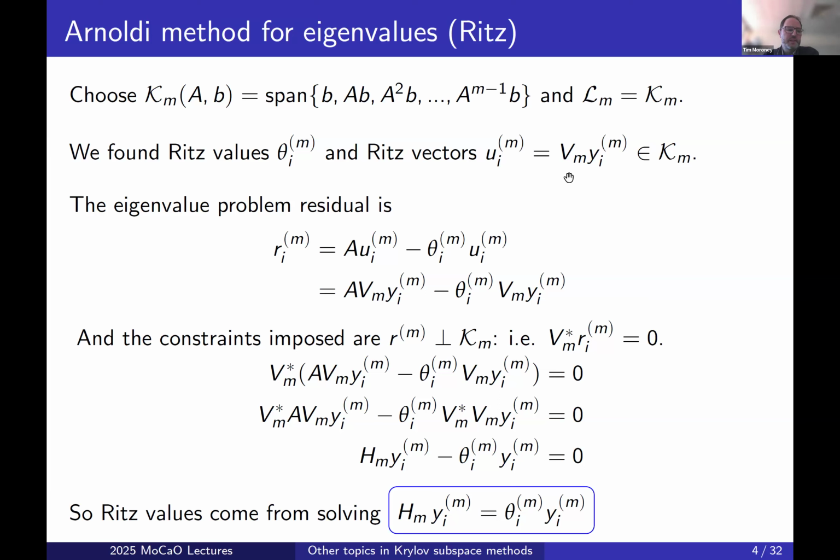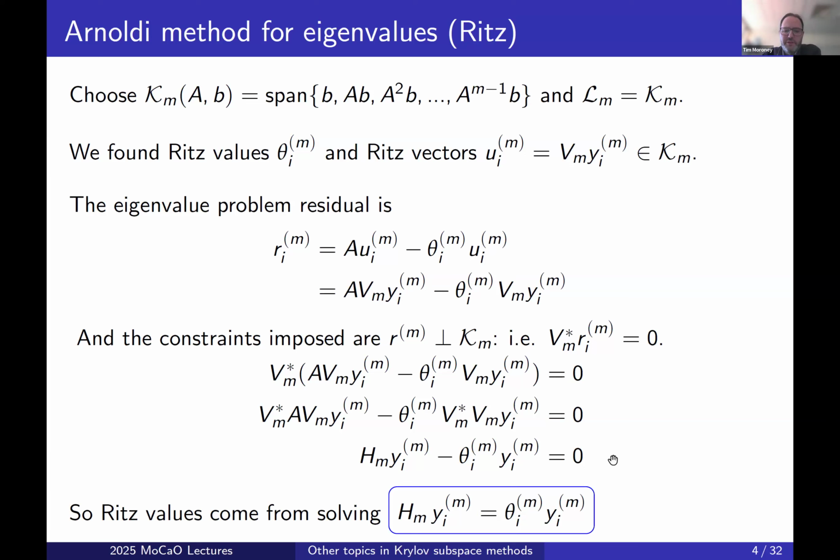So how does this collapse into what we know and love about our Arnoldi method for eigenvalues? Well, what did we do? We found Ritz values, theta, and Ritz vectors, u, where u was in the Krylov subspace. So we've got, as usual, our basis, Vm, and vectors for this orthonormal basis. So y is the coordinate vector of one of these Ritz vectors. So the residual for this problem is Au minus theta u, where u is the Ritz vector, or in terms of the small scale y's, A Vm y minus theta Vm y.